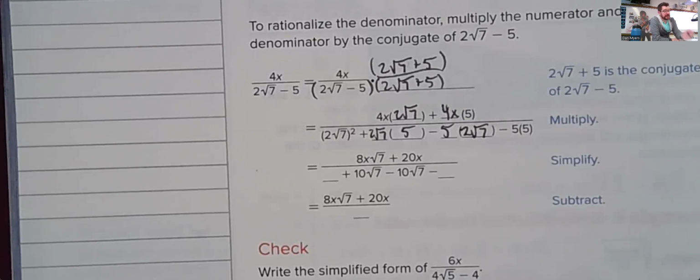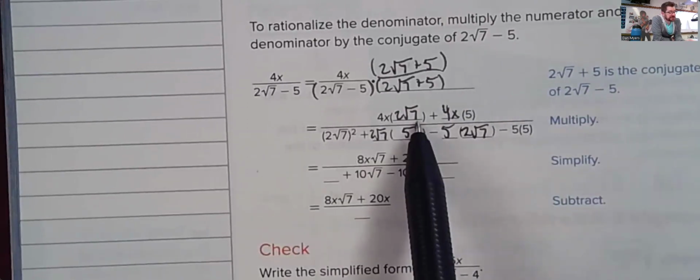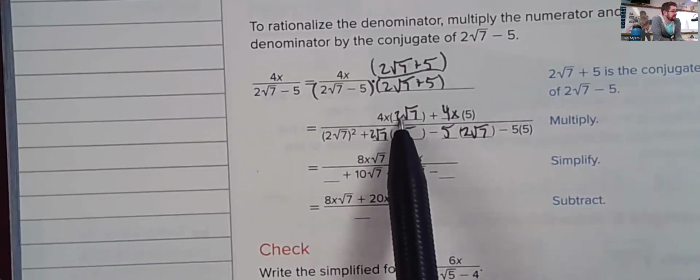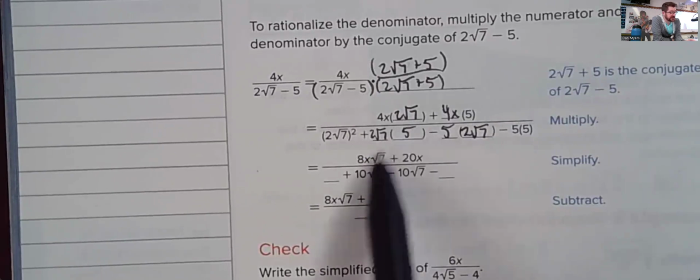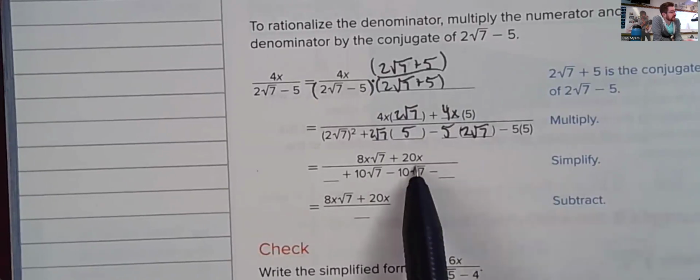On the numerator, 4x times 2 root 7. 4 times 2 is 8. 8 times x is 8x. 8x times root 7 is 8x root 7. Also on the numerator, 4x times 5 is 20x.